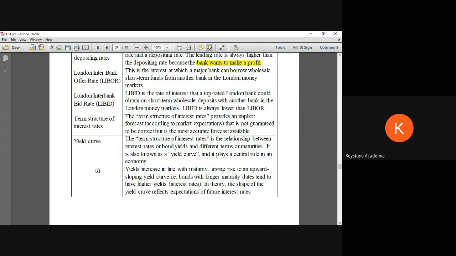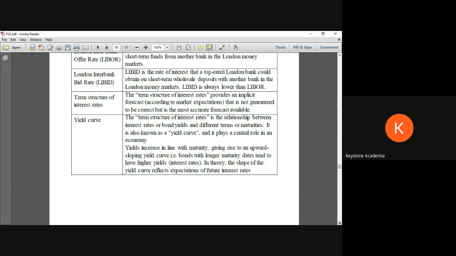Term structure of interest rate. What does it mean? It provides an implicit forecast that is not guaranteed to be correct or the most accurate forecast. So it will give some idea how we can structure the interest rate. Then we have the yield curve. The term structure of interest rate is the relationship between interest rates or bond yields in different terms or maturities. Yield is what? Yield is the return we'll get on it. How much return we'll get. If you put money in a fixed deposit, how much we'll get. If you do it in a bond, what will be the return, like that.